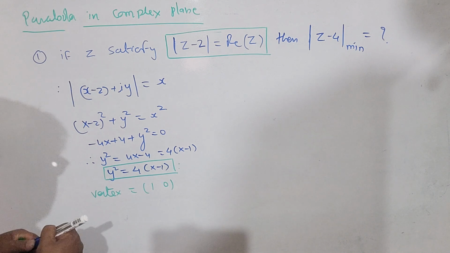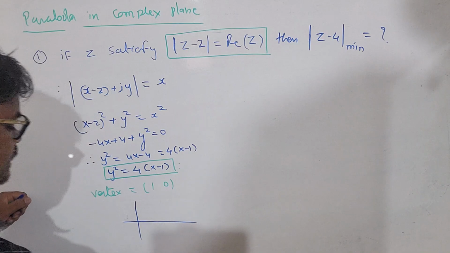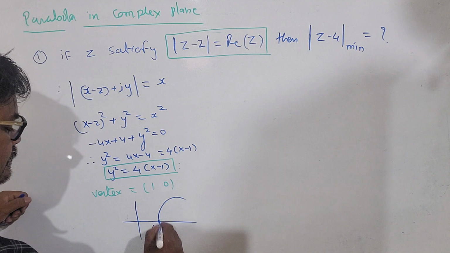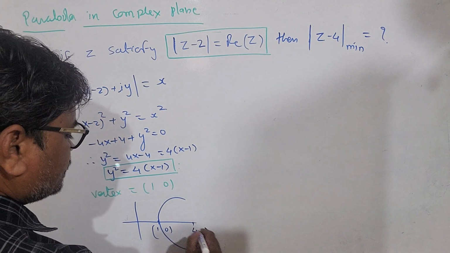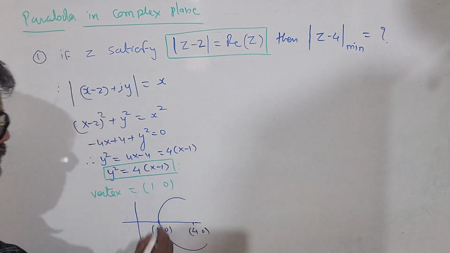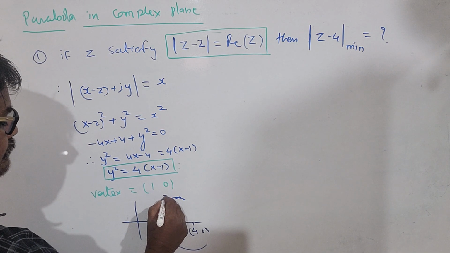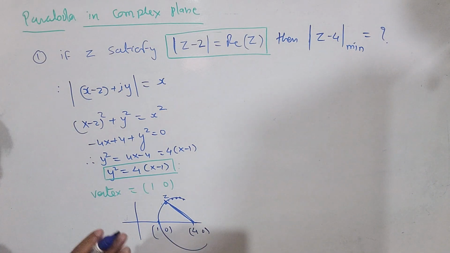Now the question is you have to find the minimum value. Suppose this is (1, 0), so your parabola is like that, a right-opening parabola, and (4, 0) is here. You have to find the minimum distance. Z can be lying here, here, anywhere. Suppose z is lying over here; you have to find this minimum distance. Now we understand what we have to find out. The question is how to find this minimum distance.